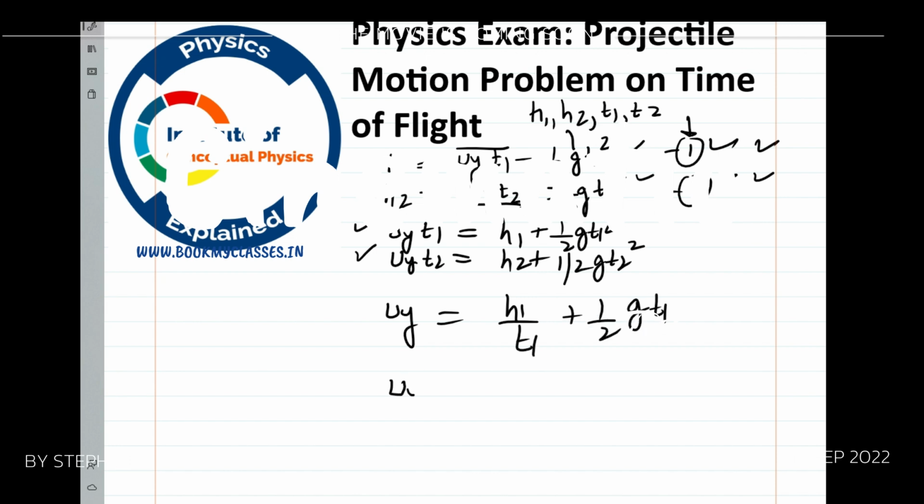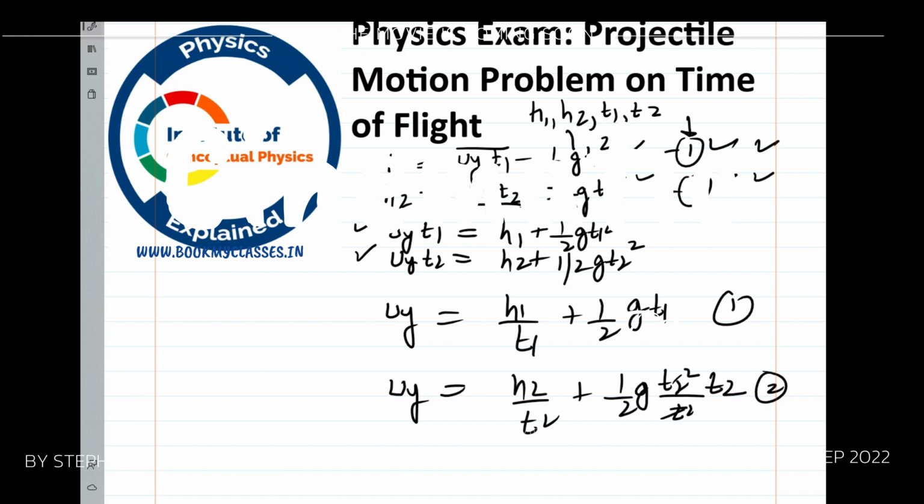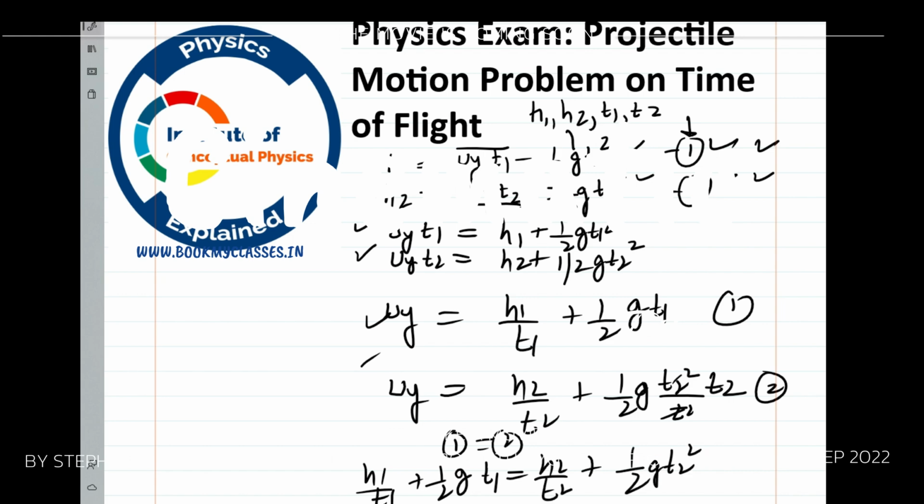And similarly, I can write Uy from the second equation as h2 upon t2 plus half g t2, right? So this will cancel and this will become t2. So I have two equations. I can eliminate this Uy by saying 1 is equal to 2. So h1 by t1 plus half g t1 is equal to h2 by t2 plus half g t2, right? So this is the equation.